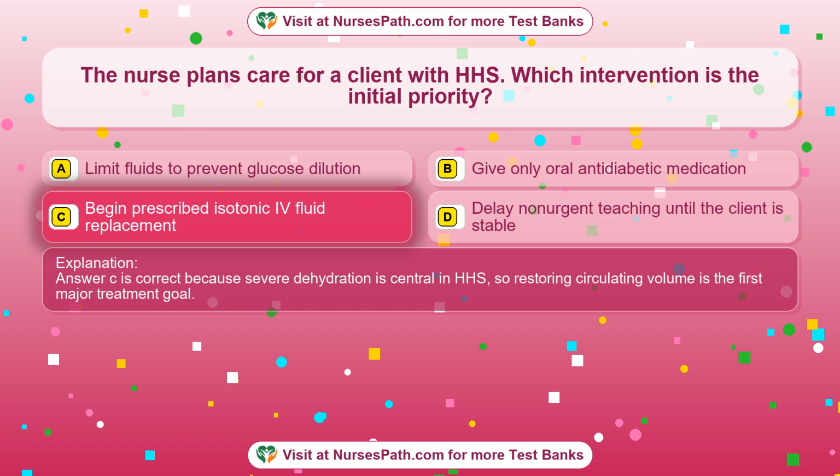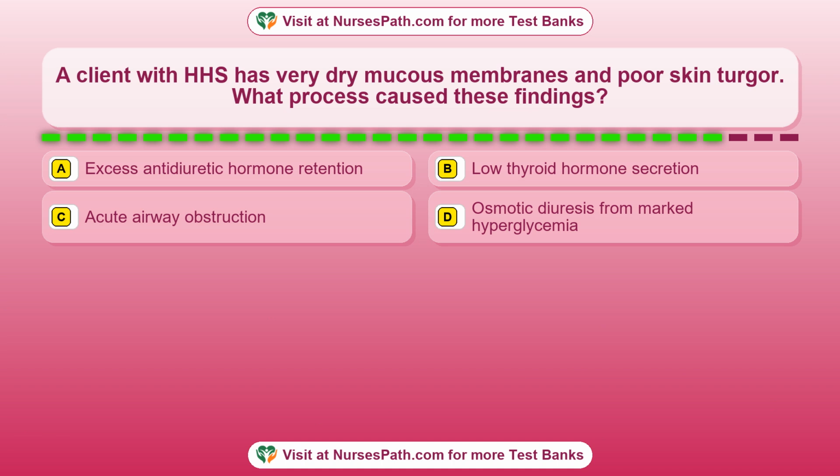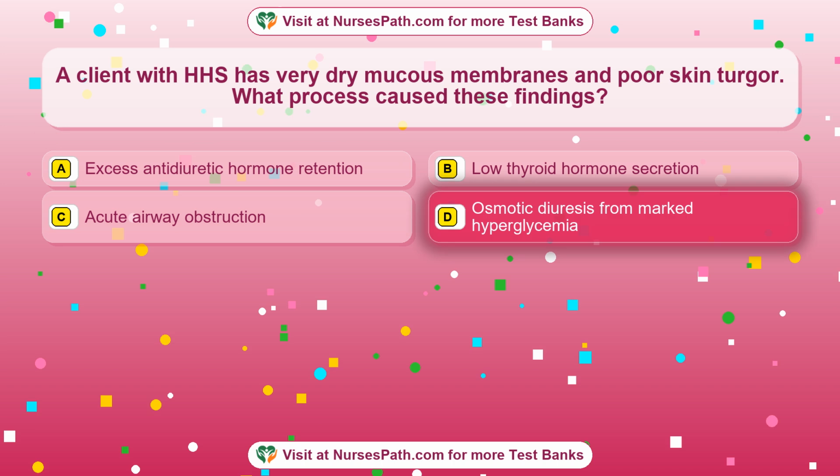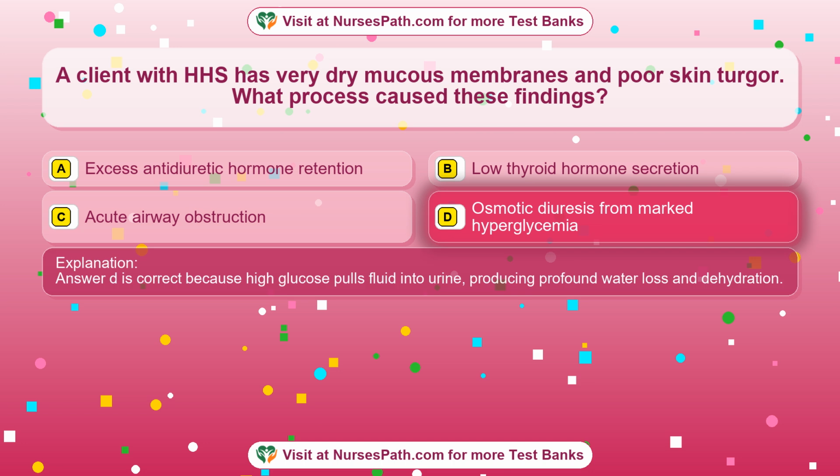Question 4. A client with HHS has very dry mucous membranes and poor skin turgor. What process caused these findings? Option A, excess antidiuretic hormone retention. Option B, low thyroid hormone secretion. Option C, acute airway obstruction. Option D, osmotic diuresis from marked hyperglycemia. The correct answer is option D, osmotic diuresis from marked hyperglycemia. Answer D is correct because high glucose pulls fluid into urine, producing profound water loss and dehydration.